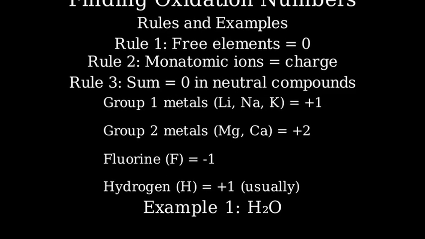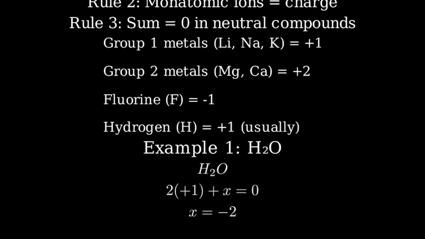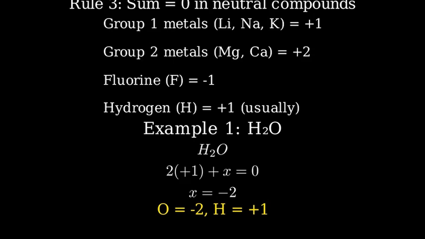Let's look at our first example. Finding oxidation numbers in water, H₂O. We know hydrogen is usually +1, and the molecule is neutral, so the sum must equal 0. With 2 hydrogens at +1 each, oxygen must be -2 to balance out.